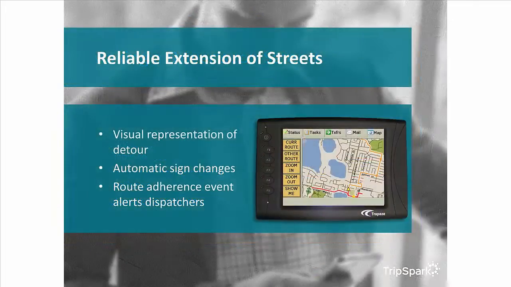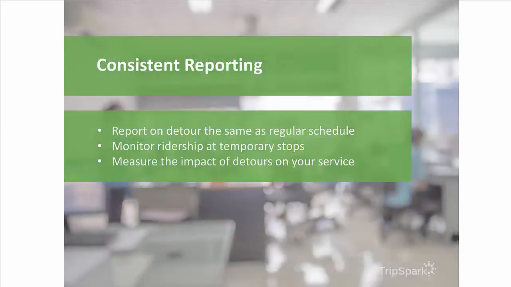If an agency is using mobility maps, drivers will see a visual representation of the detour. And as far as making announcements or changing signs, Streets takes care of that. And if a driver does miss his turn, the dispatcher will see a route adherence event appear in his or her event management window. The last item I want to touch on is reporting.